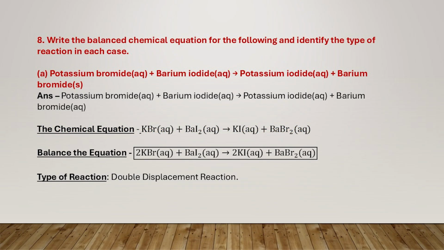8. Write the balanced chemical equation for the following and identify the type of reaction in each case. A. Potassium bromide (aq) plus barium iodide (aq) gives potassium iodide (aq) plus barium bromide (aq). The chemical equation: KBr(aq) + BaI2(aq) → KI(aq) + BaBr2(aq). Balanced equation: 2KBr(aq) + BaI2(aq) → 2KI(aq) + BaBr2(aq). Type of reaction: double displacement reaction.